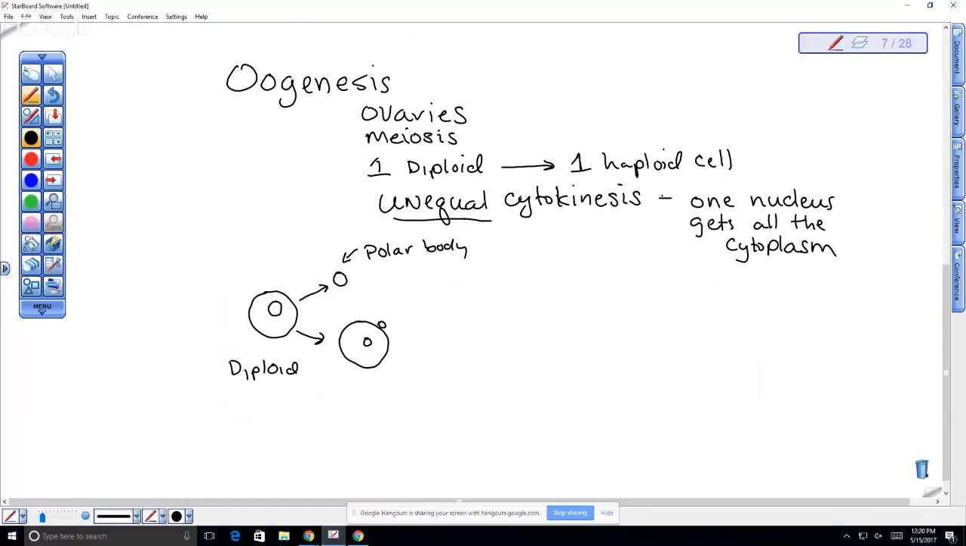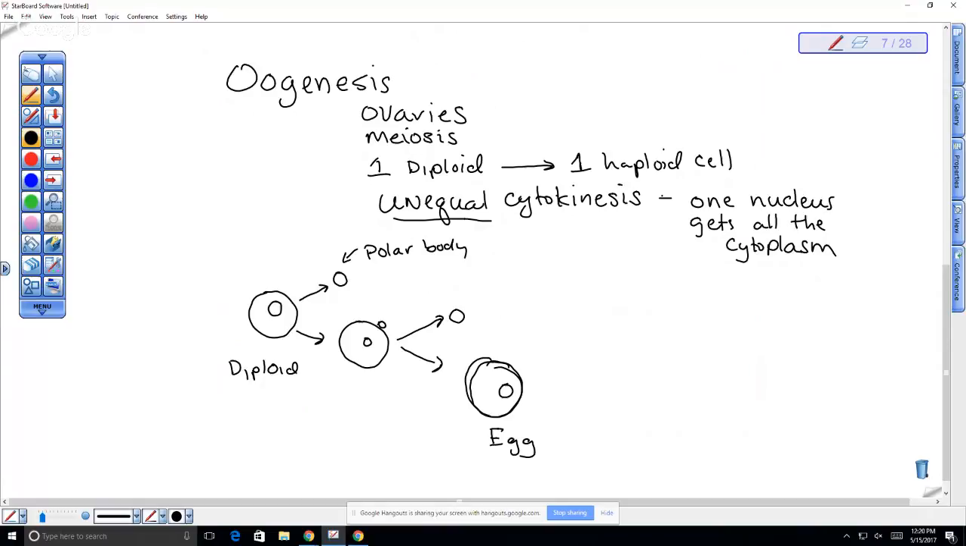And then when this cell undergoes cell division again, only one nucleus gets all the cytoplasm, right? Actually, I drew that too big. Okay. And so this is the egg. So the egg is what is released during ovulation, right? And it's picked up by the fallopian tube or the oviduct. And then the egg and the sperm come together to form the zygote.